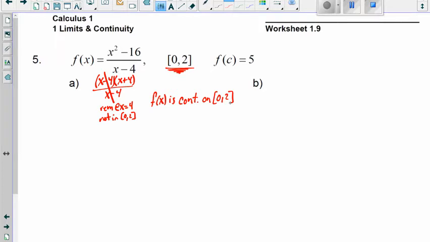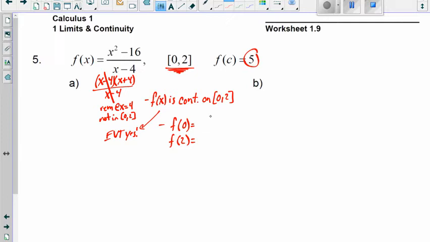Let's go to the second step. This means EVT does apply, so we can automatically see that EVT, yes. So let's go on to the second step for IVT. We need to show that our value is between the ends. We need to do f of 0 and f of 2 to see if 5 is between there. So 5 is the value we're looking for.